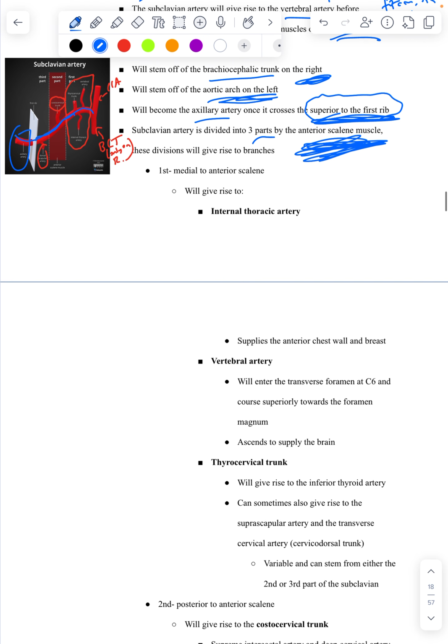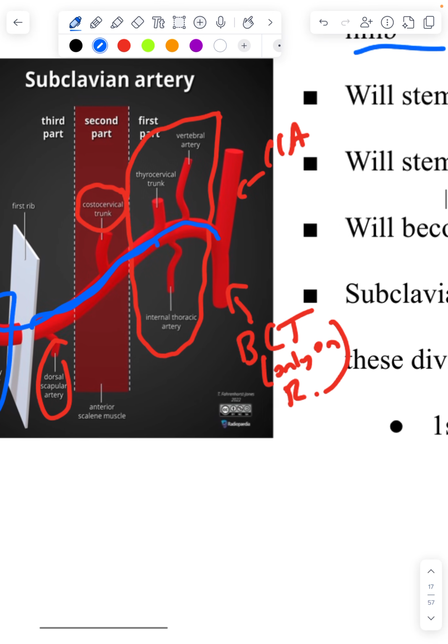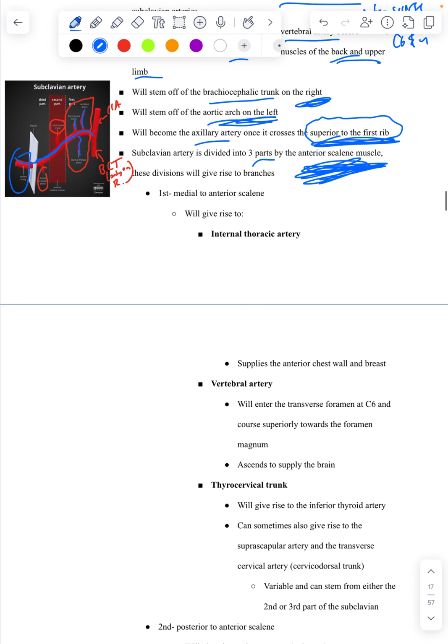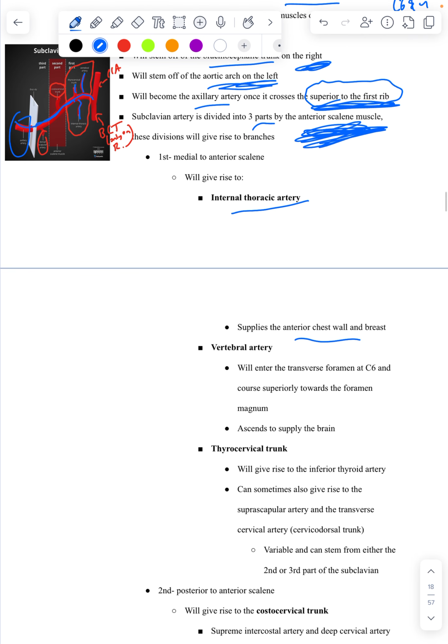Super important. So first part, medial, you're going to get vertebral, internal thoracic, thyrocervical trunk. The names, again, are nice because internal thoracic is going to do anterior chest wall. Remember when they pulled out the rib cage in lab and they were like, what is this? And it was the internal thoracic artery, or the nerve also runs there as well.